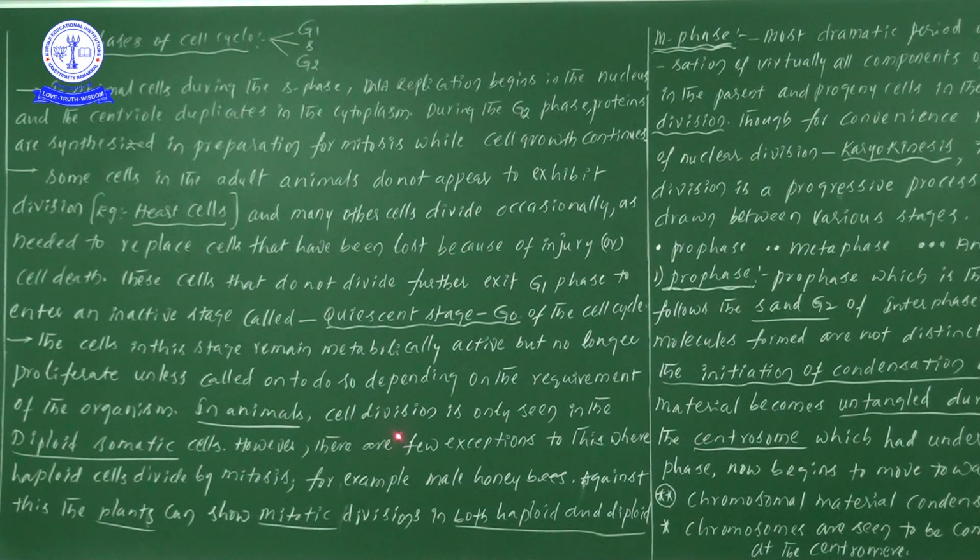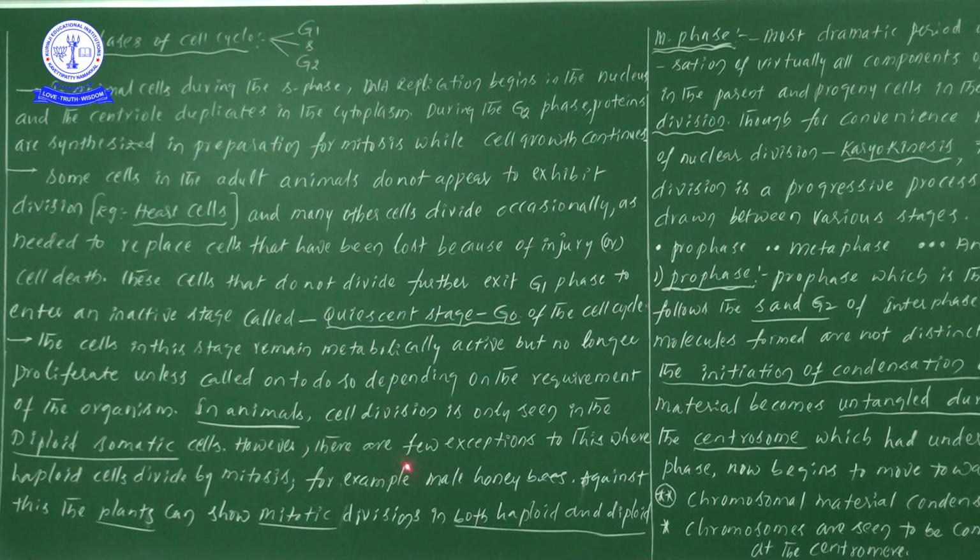So one point to follow: in animals, this kind of cell division is only seen in the somatic cells, and that too, from the animals' point of view, in diploid cells only. Diploid means 2n stage, not n or 3n. Remember this. In animals, in somatic cells, that too 2n diploid cells only, this kind of mitotic cell division takes place.